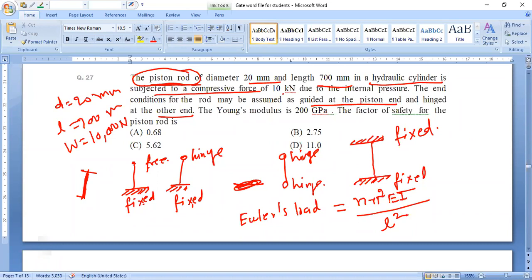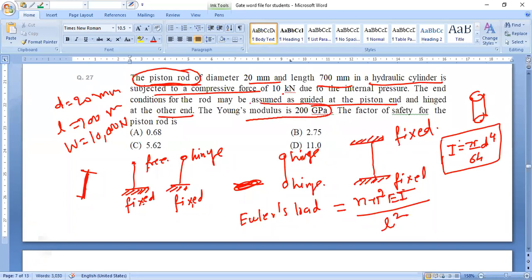Pi is a constant, E is Young's modulus, I is the second moment of inertia. The cross section of the piston rod is circular, so I can be found by pi by 64 d to the power 4, the formula for the second moment of inertia. E is the Young's modulus, given in our question as 200 gigapascal. Converting it into megapascal, it is 10 to the power 3 multiplied by 200 megapascal.